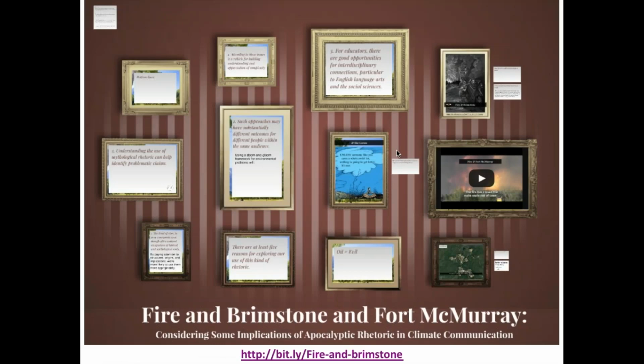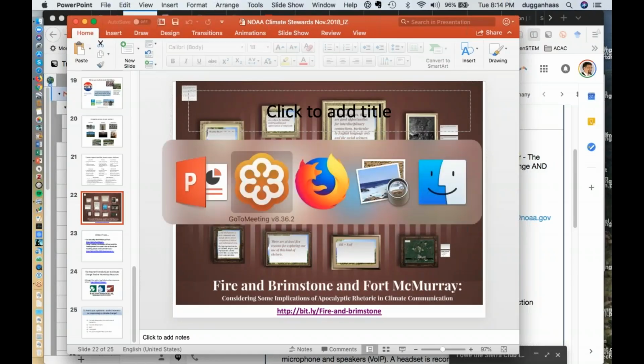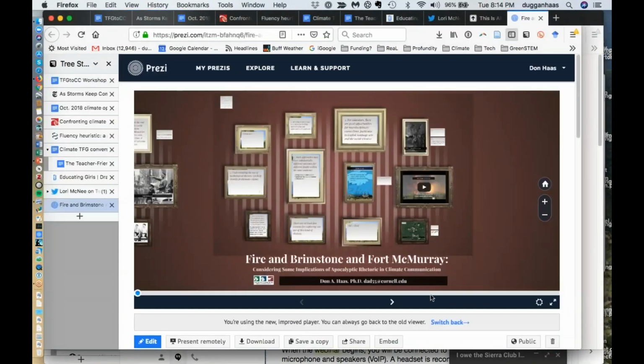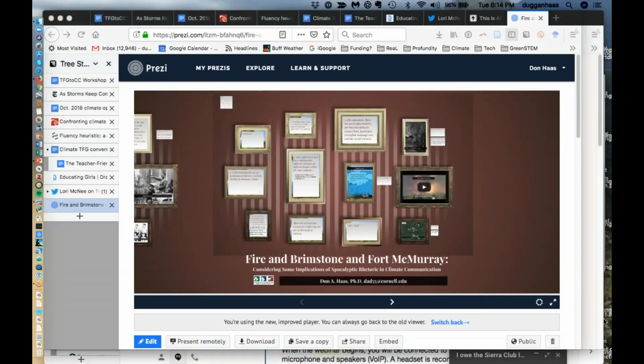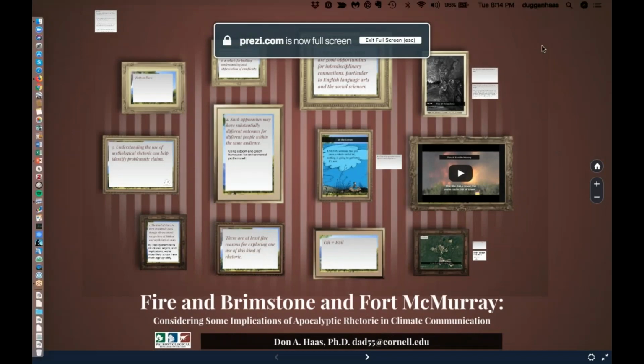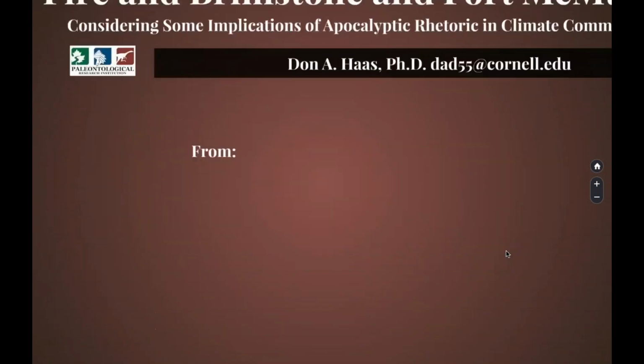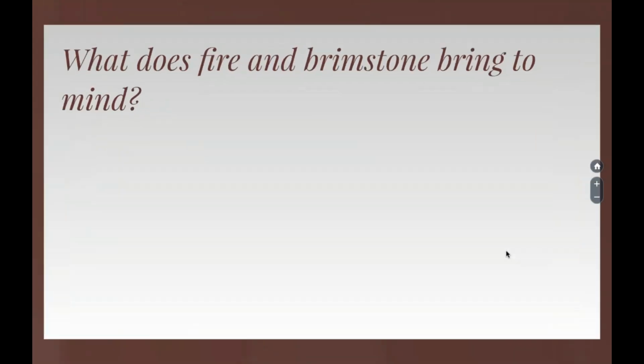So we're going to shift gears and go towards the end of the book and flip over to a Prezi, which is not there, here. Let me get that up to full screen. And so this is drawing from chapter 11. It's two sections of chapter 11, looking at fire and brimstone and Fort McMurray, and I'm just going to kind of dig into that. And of course, it comes from the teacher-friendly guide.